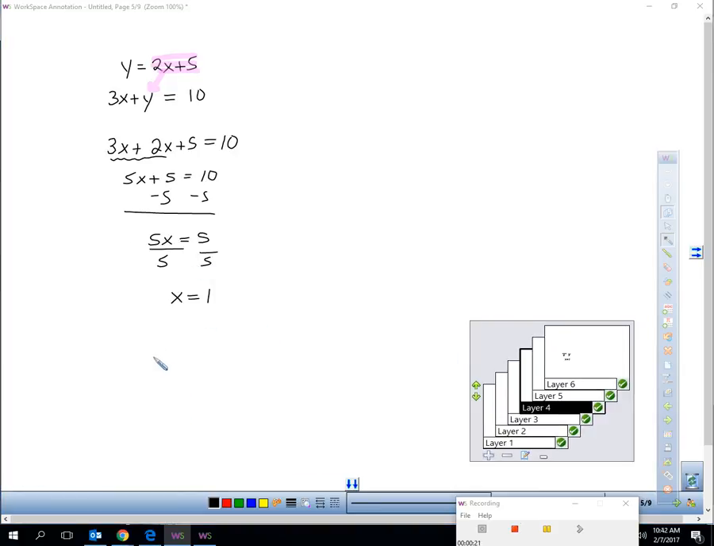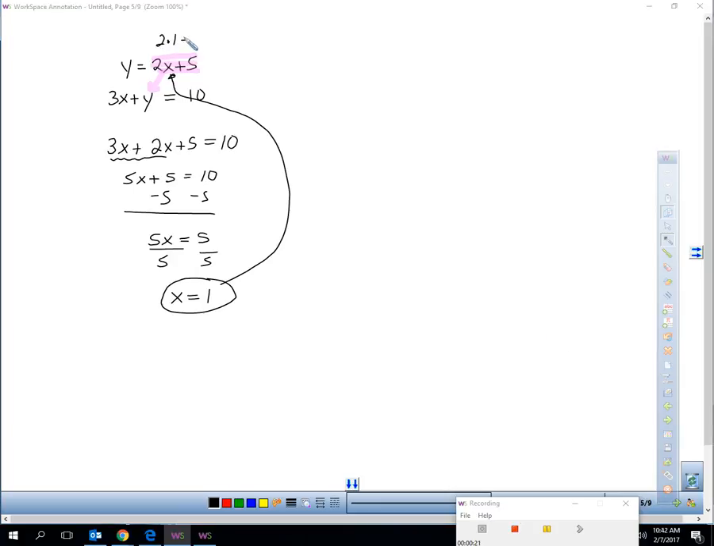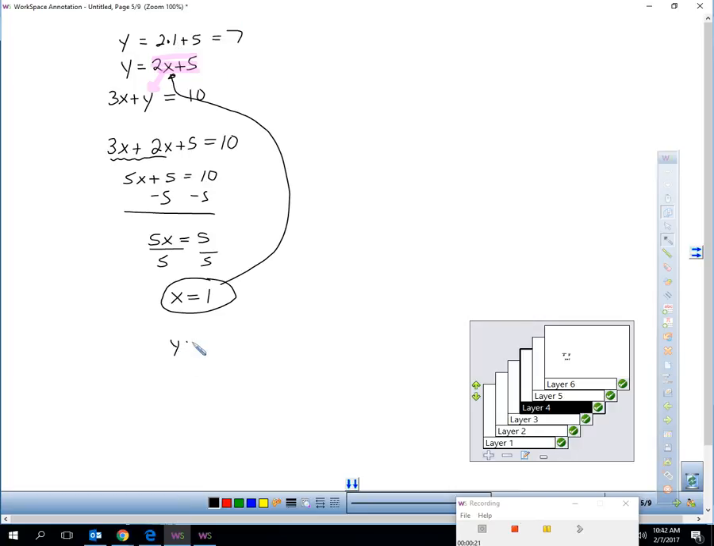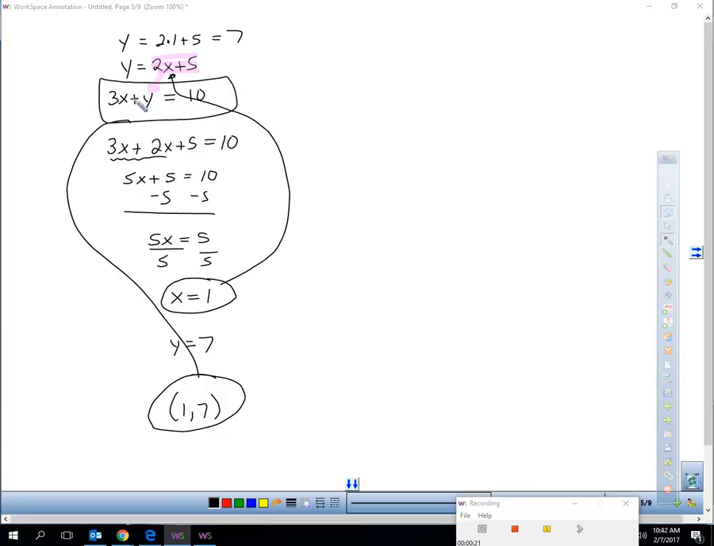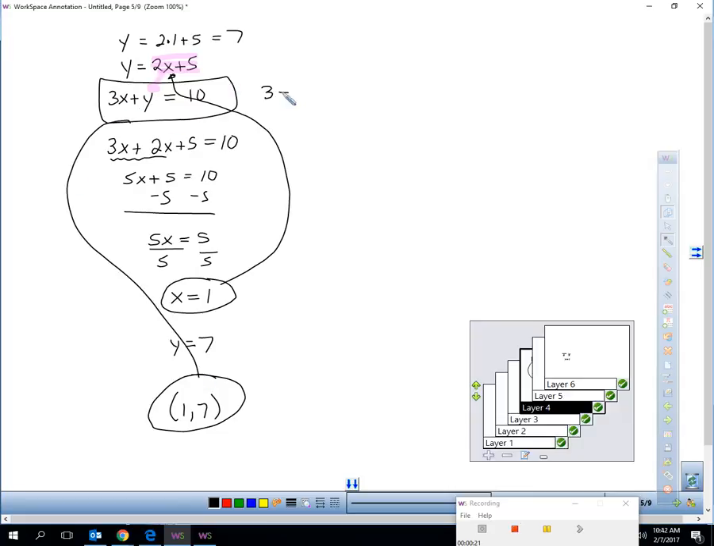Now, I got to find y. So take 1, plug it in. So 2 times 1 plus 5 would equal y, and that would be 2 plus 5. Y must be 7. So my ordered pair must be 1, 7. Let's check and see if that works in the other equation. So let's check and see if this works here. 3 times 1 is 3 plus y is 7. Does that give me 10? And yes, it does. So there's my solution, 1, 7.